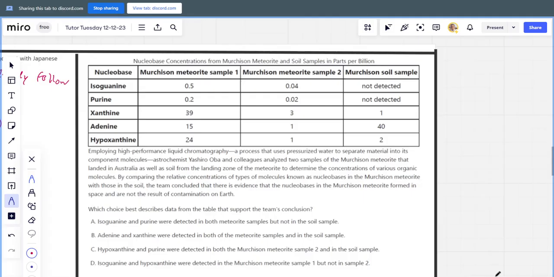All right, now we got a big question here. Let's take a look. It's asking for data from a table that supports the team's conclusion. Well, we're going to have to figure out what the team's conclusion even is. That's probably going to be in the last sentence, which states that by comparing the relative concentrations of types of molecules known as nucleobases in the Murchison meteorite with those in the soil, the team concluded there is evidence that the nucleobases in the meteorite formed in space and are not the result of contamination on Earth.